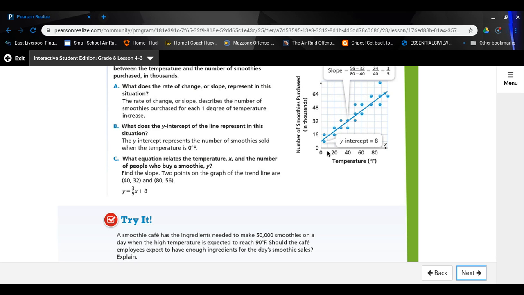I'm going to go to 90 on the original graph. X equals 90, 90 degrees. And I'm going to go straight up. The trend line will tell me roughly how many smoothies I can expect to sell on a 90-degree day. And if you're looking, that's going to come in right there at about 62,000. So no, the employees aren't going to have enough on a 90-degree day.